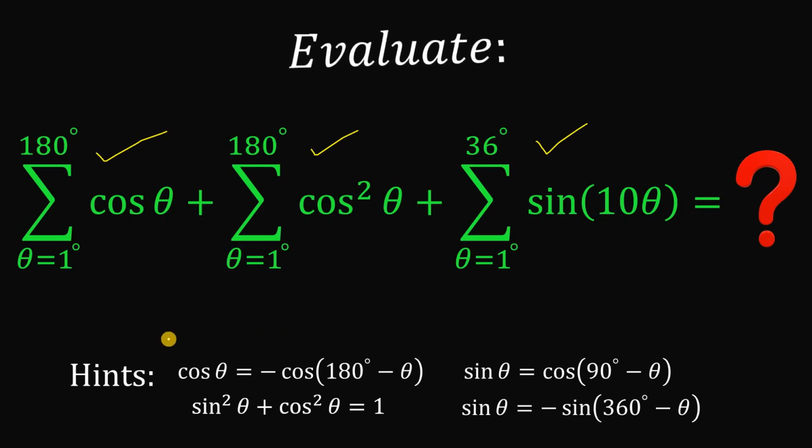Now, here are some hints to answer this kind of question. The first one is cosine theta must be equal to negative cosine of 180 degrees minus theta. Also, we have the Pythagorean identity, sine squared theta plus cosine squared theta equals 1. Also, we have sine theta equals cosine of 90 degrees minus theta, or simply the complement rule. And the last one, we have sine theta equals negative sine of 360 degrees minus theta.